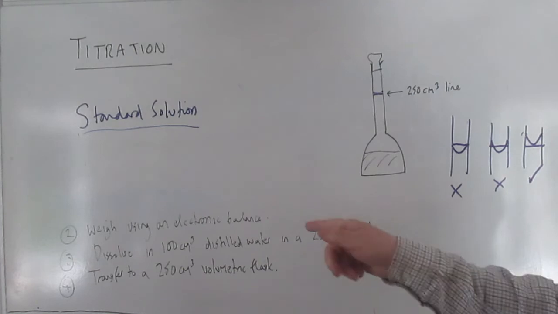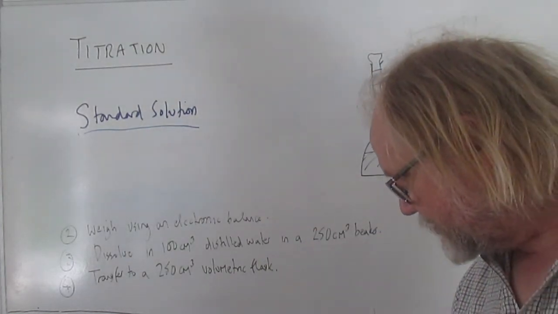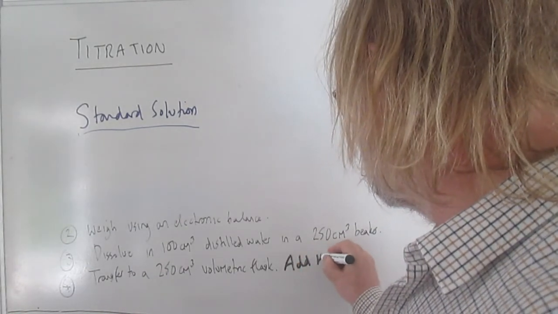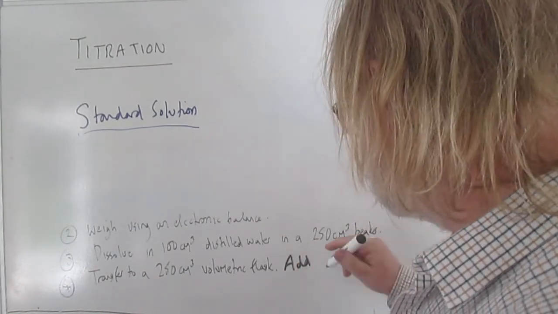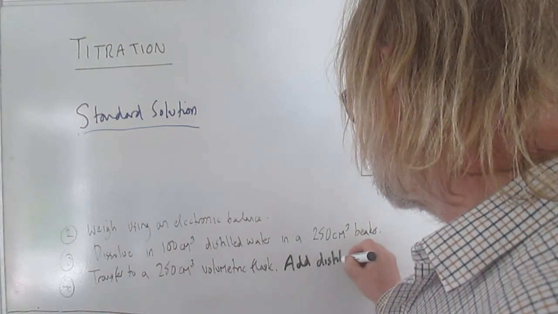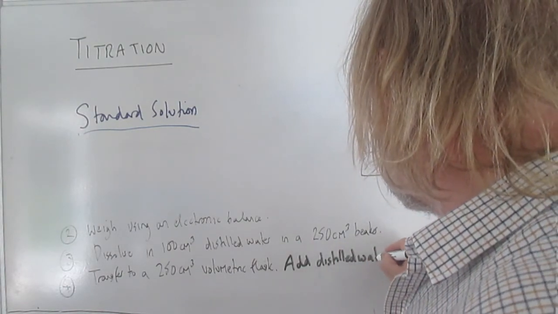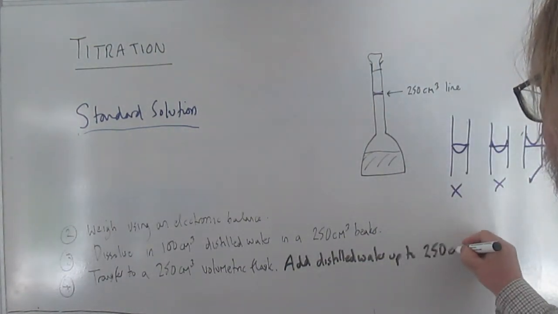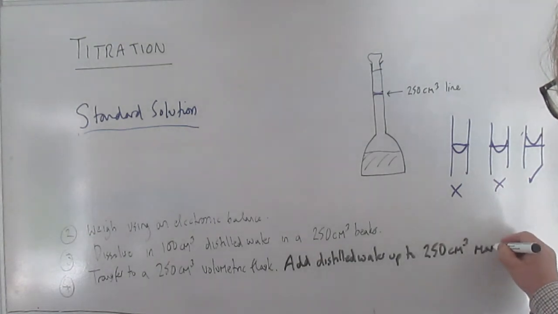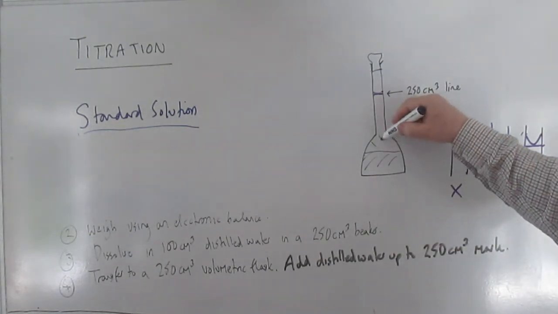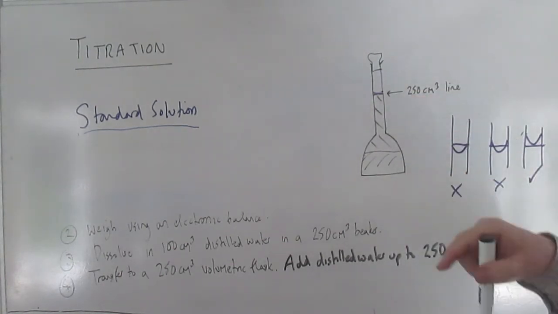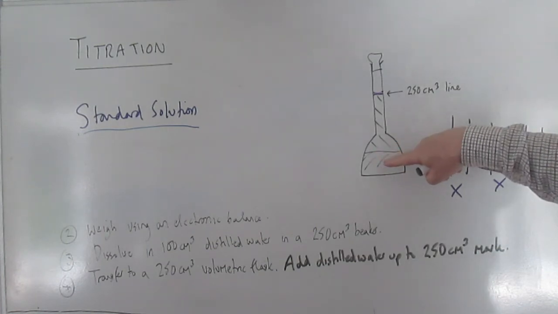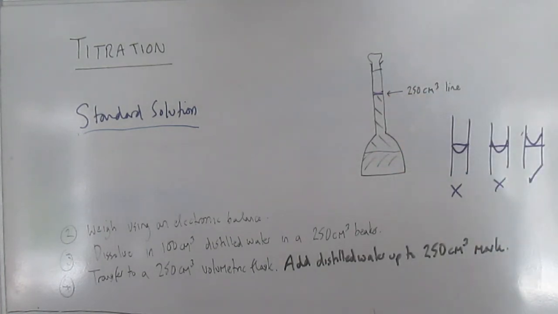So you're going to transfer to a 250 cm cubed volumetric flask, and you're going to add water, specify distilled water again, up to the 250 cm cubed mark. Okay, so we've now added water, but of course what's going to happen is it's not really going to be mixed. Not very well anyway, so you're going to have mainly your concentrated sodium hydroxide solution at the bottom and mainly water on the top.